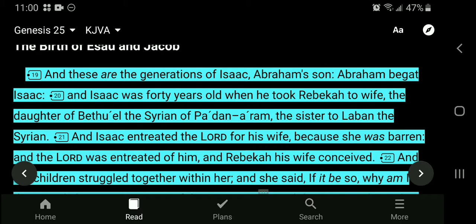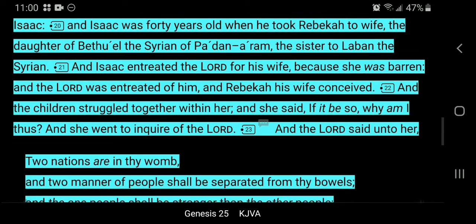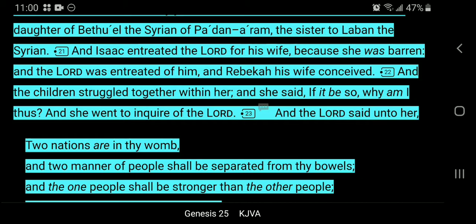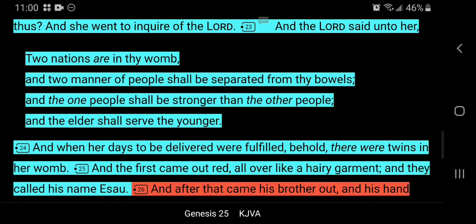And Isaac entreated the Lord for his wife, because she was barren. And the Lord was entreated of him, and Rebekah his wife conceived, and the children struggled together within her. And she said, If it be so, why am I thus? She was like, if this was supposed to be a blessing, then why am I having birth pains? Right? And she went to inquire of the Lord, and the Lord said unto her, Two nations are in thy womb, and two manner of people shall be separated from thy bowels. And the one people shall be stronger than the other, and the elder shall serve the younger.